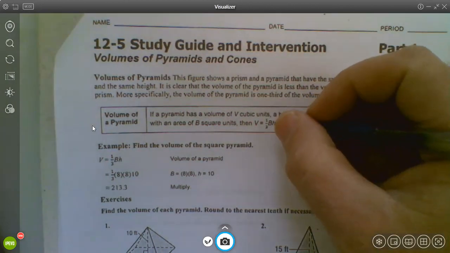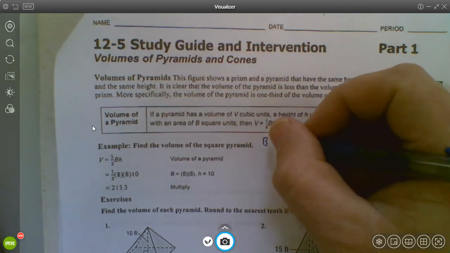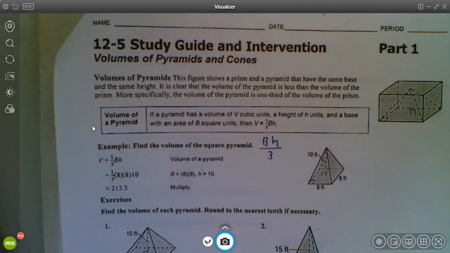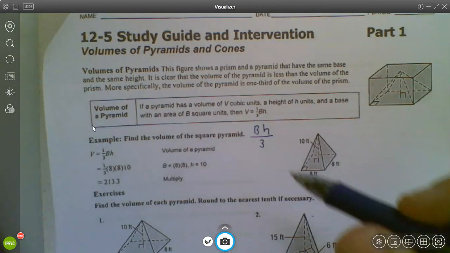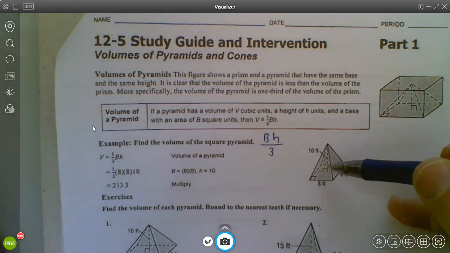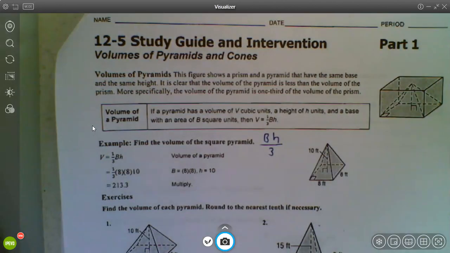If you want, as we've done with previous formulas, instead of saying 1/3 area of the base times height, you can write it this way. I do think that can help people calculate this a little easier. So not a whole lot new to this. We're going to find the area of the base, multiply it by the vertical height, and then divide it by 3 since it's a pyramid instead of a prism.